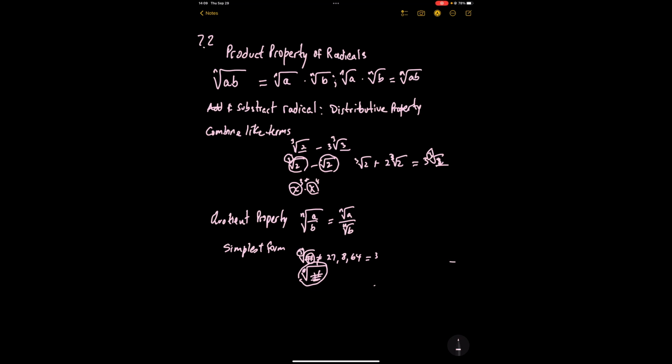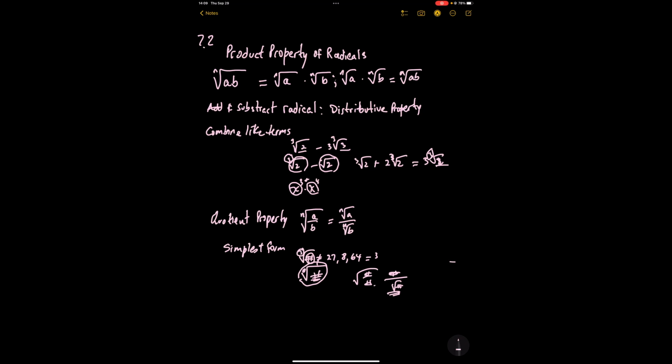Number 2, there shouldn't be any fraction under the radical. You cannot have a fraction inside of the radical. That is not in its simplest form. Number 3, no radical should be in the denominator. So there shouldn't be any radical in the denominator.